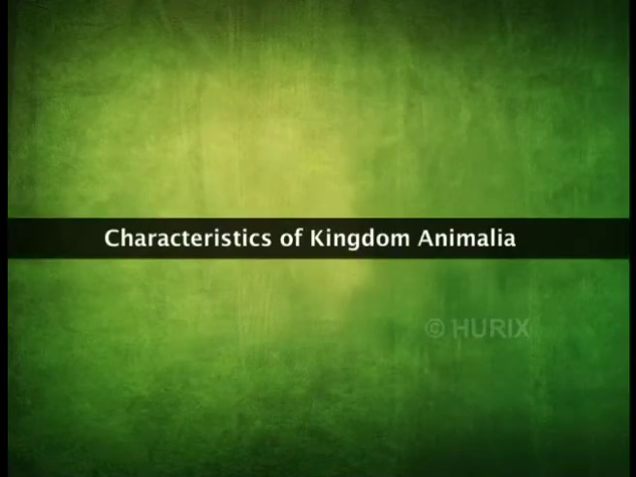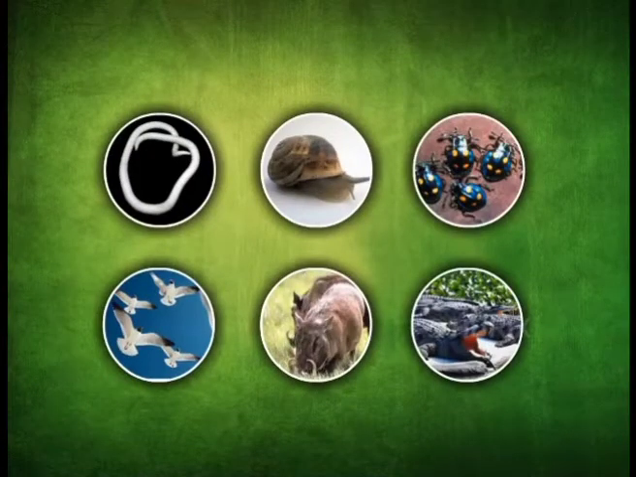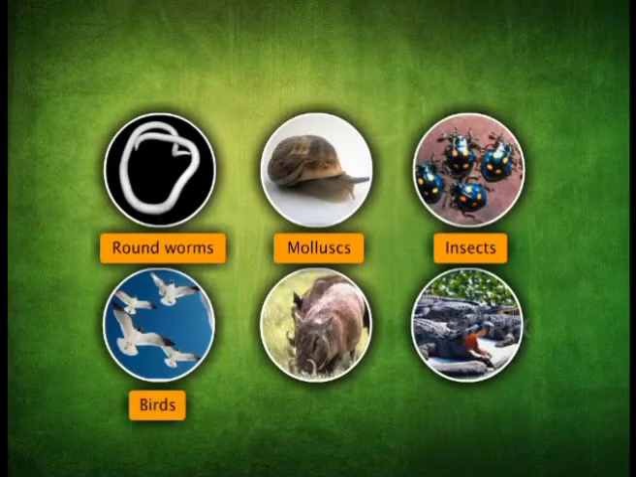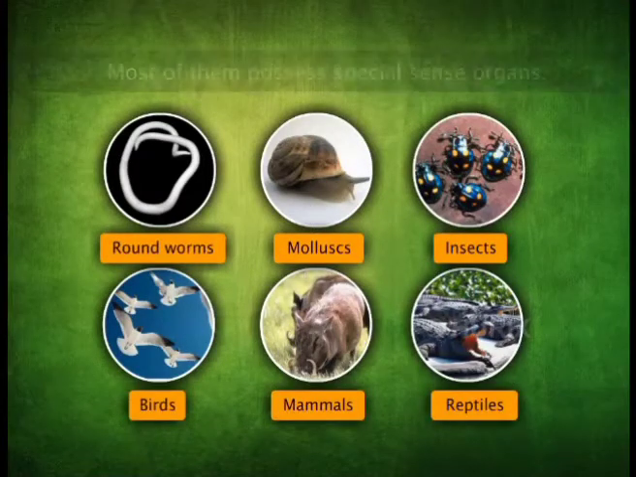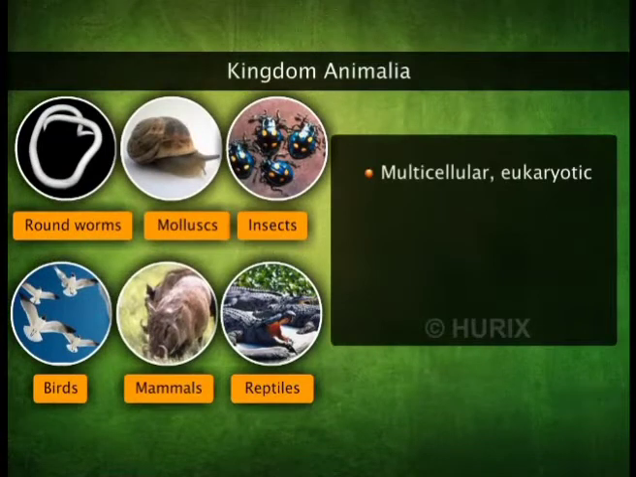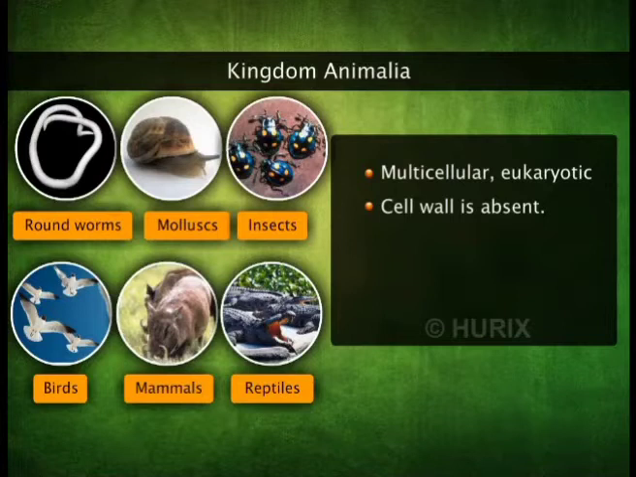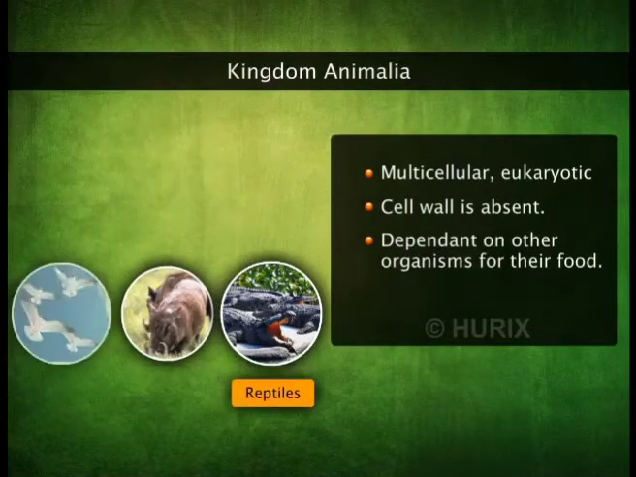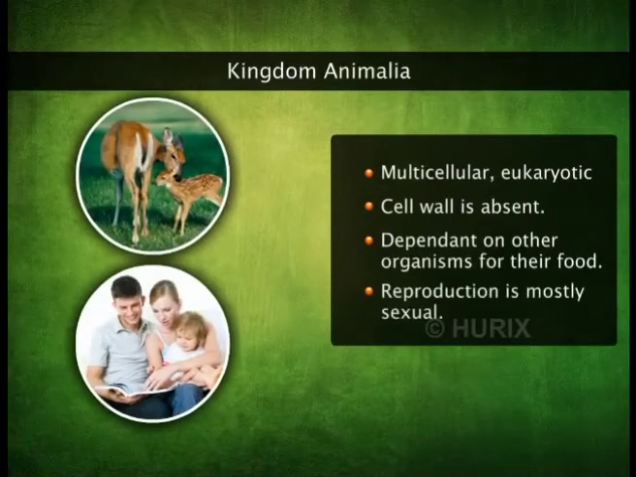Characteristics of kingdom Animalia. Animalia include the roundworms, mollusks, insects, birds, mammals, and reptiles. Most of them possess special sense organs. They are multicellular eukaryotic organisms. The cell wall is absent. They are dependent on other organisms for their food. Reproduction is mostly sexual.